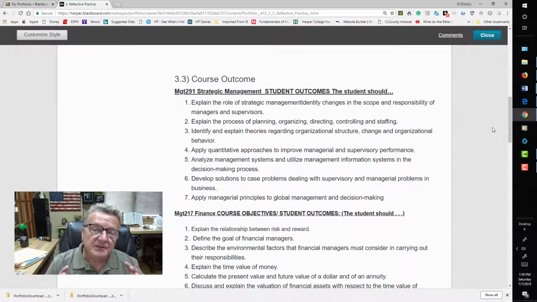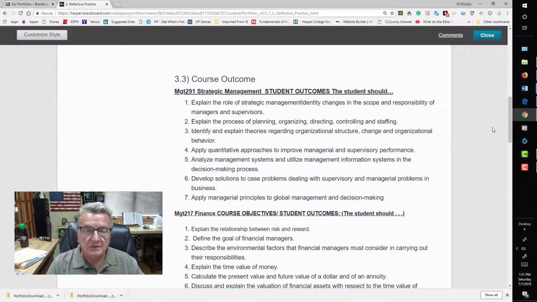Not just understand the definition, but actually put them into practice, and look at different organizations or companies and see how it is applied. I have 3 courses that we've been running in this e-portfolio. And the first one is strategic management, with its student outcomes.